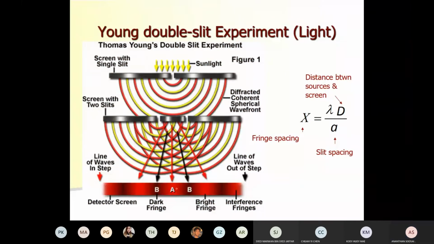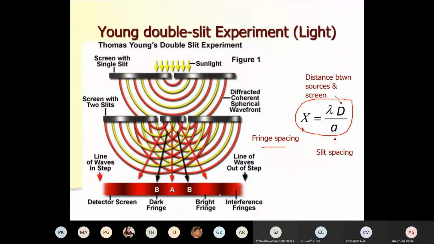So, Young's double slit experiment. I believe you have come across this formula before. I don't know about O levels. So this is the formula linked to the double slit. You have to know what x, lambda, D, and a represent. So what is x? x is the fringe separation.